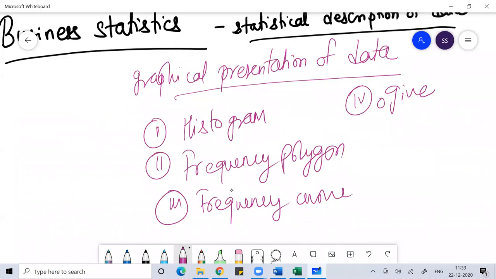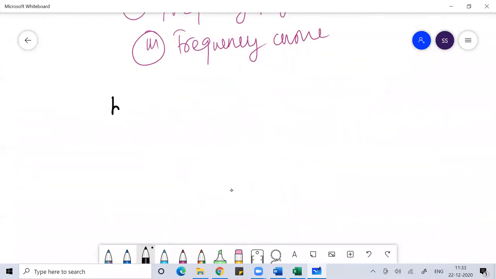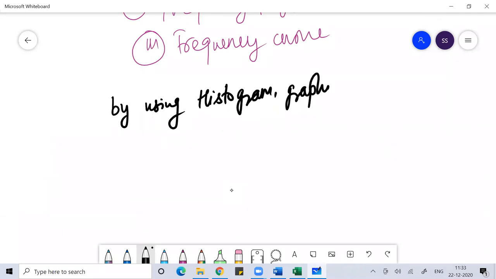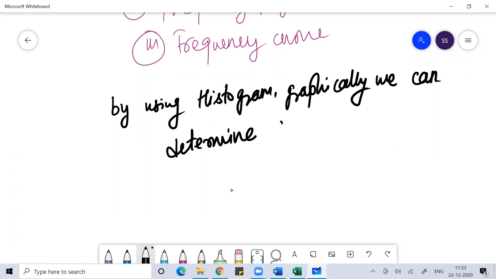Remember, this is very important. By using a histogram graphically, we can determine the mode. Remember this, it comes in many exams. By using a histogram graphically, we can determine the mode. You must be wondering now, what is mode? Suddenly, what is this term mode?